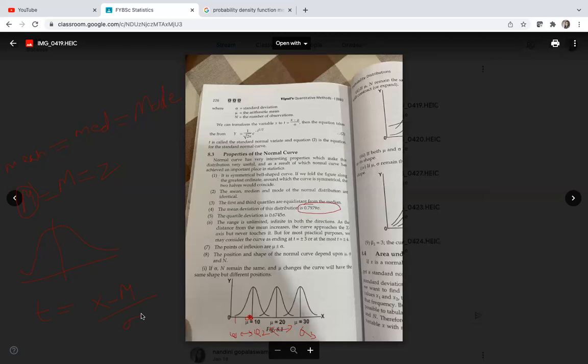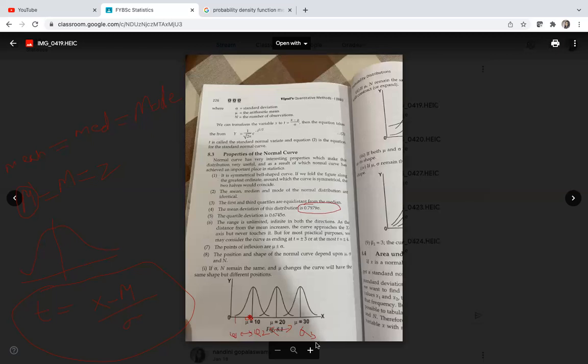Any doubts so far? No doubts, ma'am. As we see the problems, you will understand how to find all these. And then we said that when it is a bell-shaped curve and symmetric, mean equals median equals mode, or they have an identical mean, median, and mode. We also said that Q2 is equidistant from Q1 and Q3. The median is equidistant from the quartiles. Okay? Class?